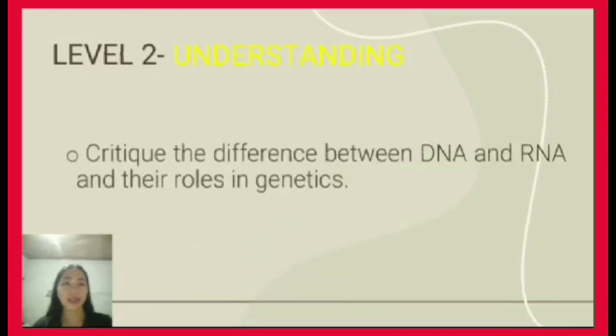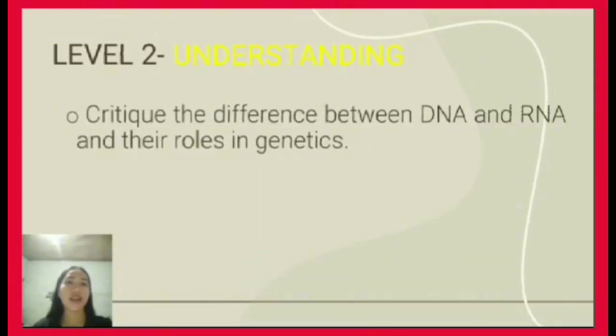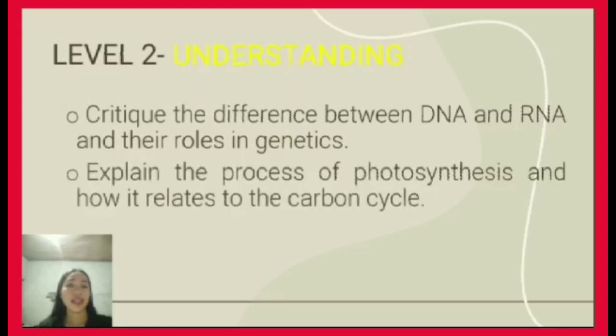So the next level is the understanding. So on this level, the learner should comprehend meaning, explain ideas in their own words. For example, critique the difference between DNA and RNA and the rules in genetics, explain the process of photosynthesis and how it relates to the carbon cycle.